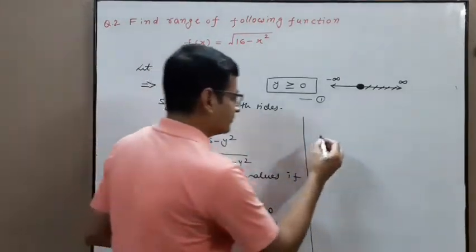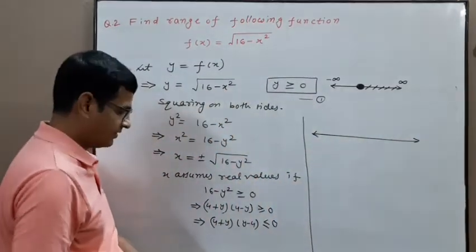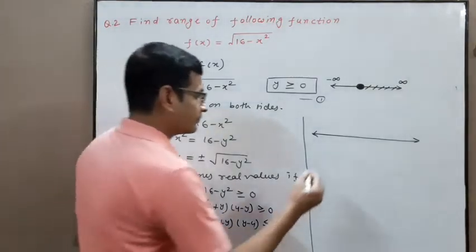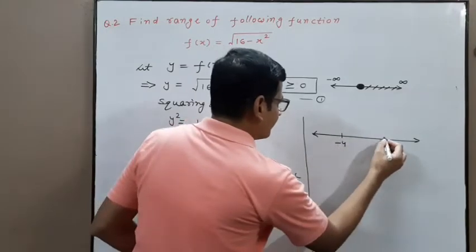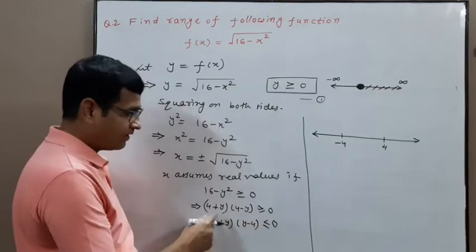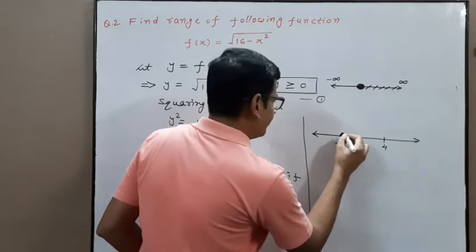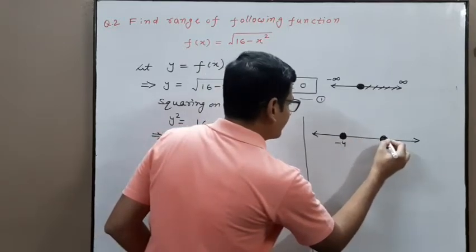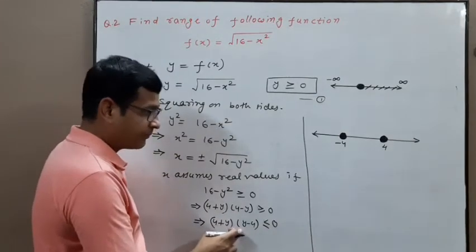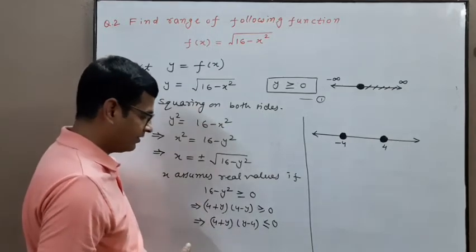Now draw a number line and locate the critical points. There are two critical points, y equal to minus 4 and y equal to 4. Less than or equal to means including y equal to 4 and y equal to minus 4. So dark both numbers, because at y equal to minus 4 this quantity is 0, and at y equal to 4 this quantity is 0.